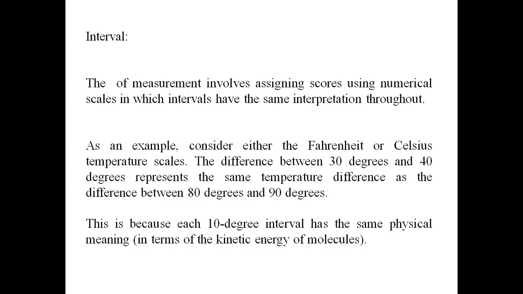As an example, consider either the Fahrenheit or Celsius temperature scales. The difference between 30 degrees and 40 degrees represents the same temperature difference as the difference between 80 degrees and 90 degrees. This is because each 10-degree interval has the same physical meaning in terms of the kinetic energy of the molecules. Interval scale includes all the characteristics of the, as I said, the nominal and the ordinal scale.